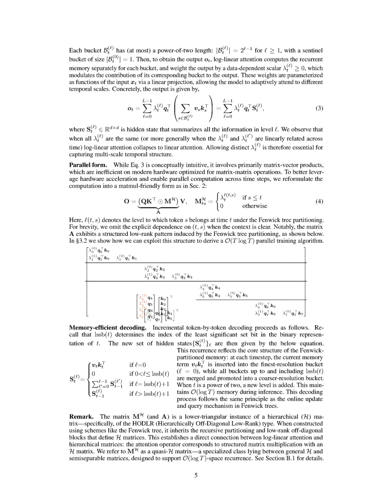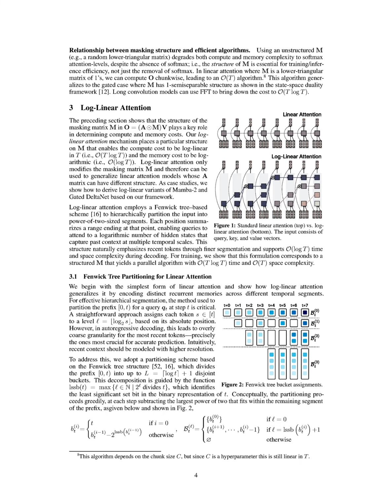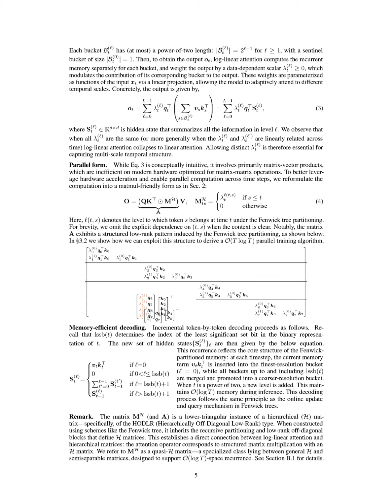The contributions from these buckets to the output are weighted by data-dependent scalars, which are parameterized as functions of the input through a linear projection. This mechanism enables the model to adaptively attend to different temporal scales, emphasizing recent tokens with finer granularity while still maintaining a logarithmic number of hidden states. Consequently, the output is generated by aggregating these weighted contributions, allowing log linear attention to effectively utilize long-range context while managing memory efficiently.